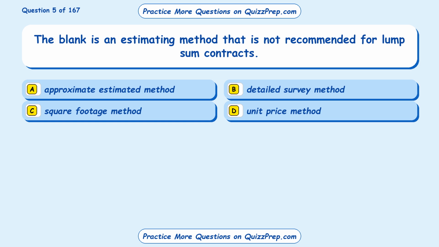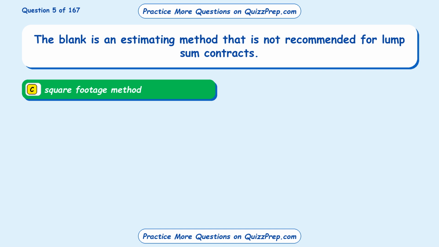Question 5. The blank is an estimating method that is not recommended for lump sum contracts. Option A, approximate estimated method. Option B, detailed survey method. Option C, square footage method. Option D, unit price method. The correct answer is option C, square footage method.